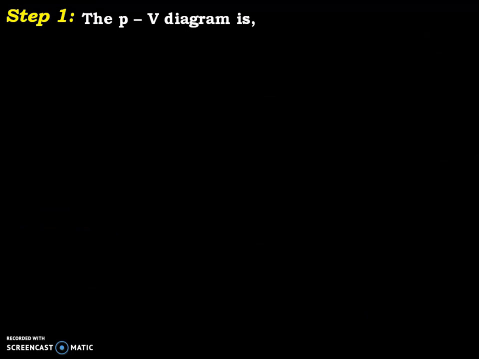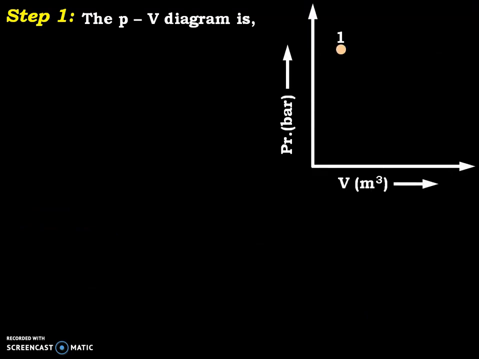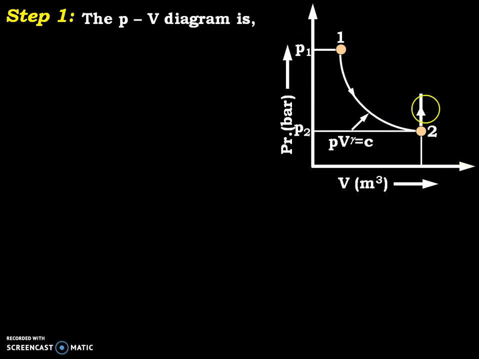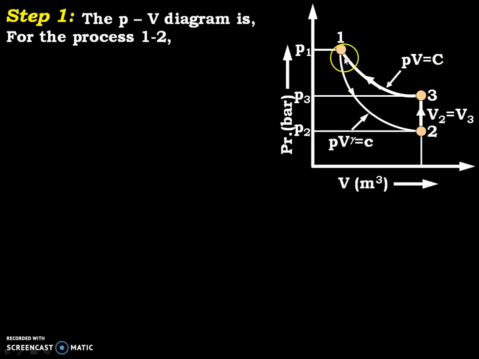Now, first of all, the PV diagram. Initially at point 1, P1 V1. It passes through the adiabatic process and reaches point number 2. So PV raised to gamma is constant for 1 to 2. Then it passes through the constant volume process. This is the constant volume process, V2 equals V3, pressure is P3. And then it passes through the isothermal process, that is PV equals constant. So 3 to 1 is PV equals constant.